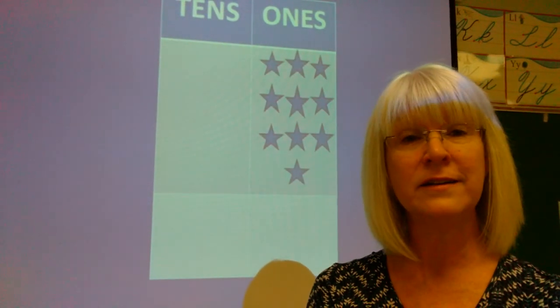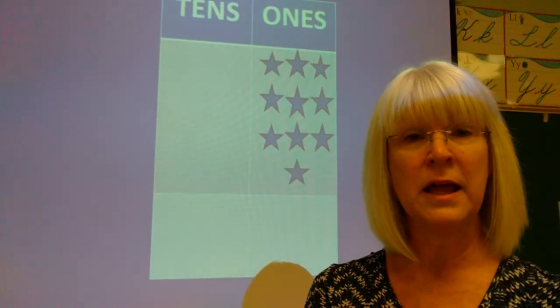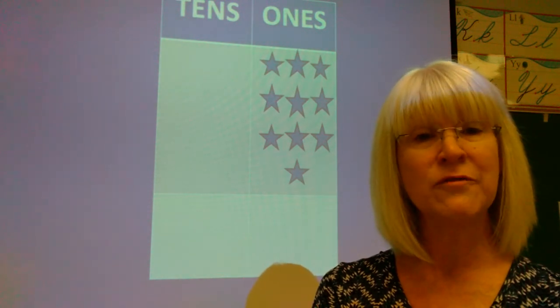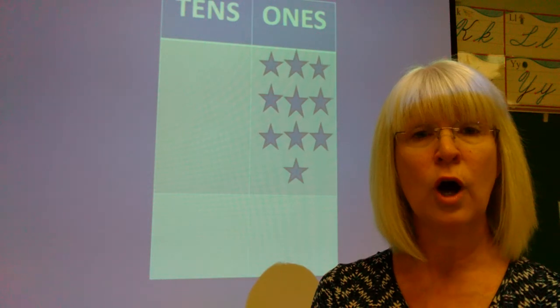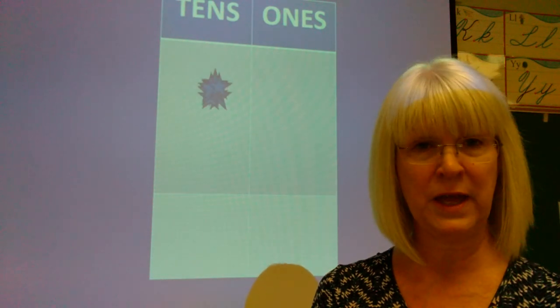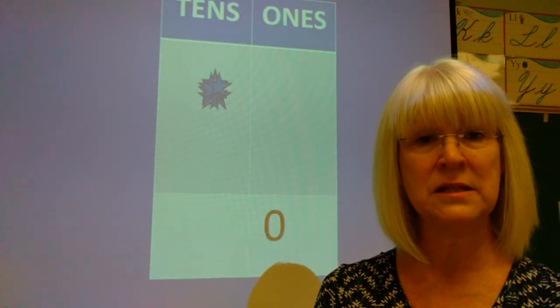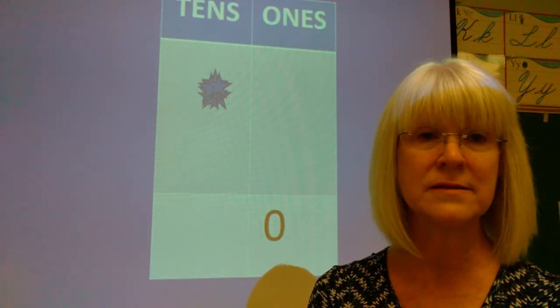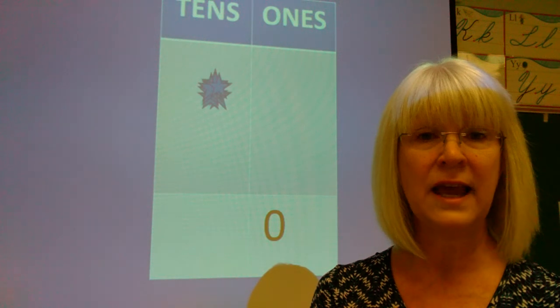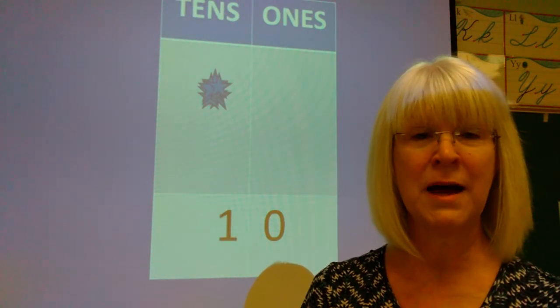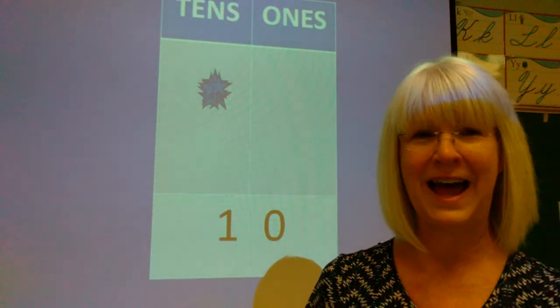All right, so we had 9 in the ones column and we added one more, so now we have 10. So we have to regroup. We have to put those over to the tens place. So now we've got 10 stars. So what does that mean? It means we've got 0 ones and 1 ten. There we go. Sometimes my mouse is not working, so we'll work with that.